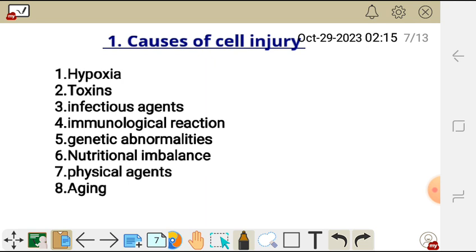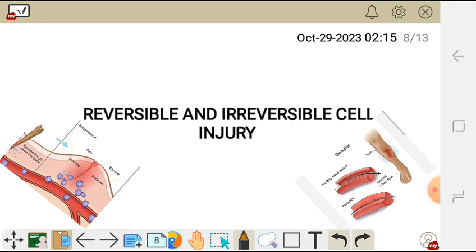Atmospheric pressure is also a physical agent. Then aging can also cause cell injury. Okay, so we're done with causes of cell injury. Let's move on now to reversible and irreversible cell injury.